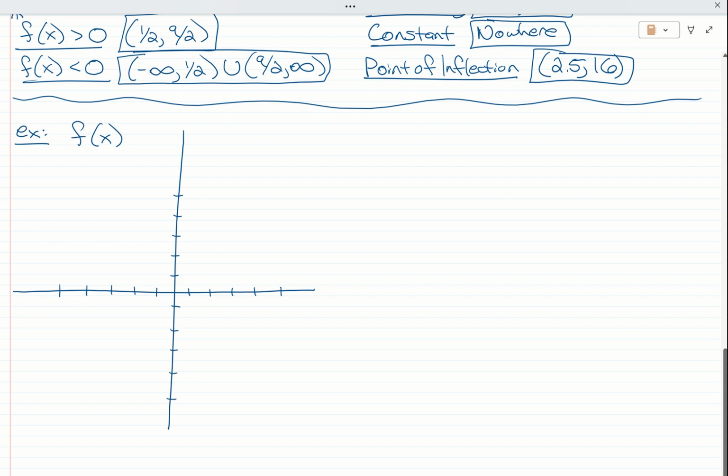I'm going to put a point at -3, 1. I'm going to put a point at 0, -4. I'm going to put another point at 3, -4. And I'm going to connect the dots. So let's go ahead and do this.